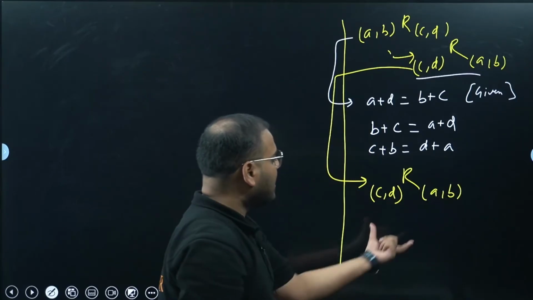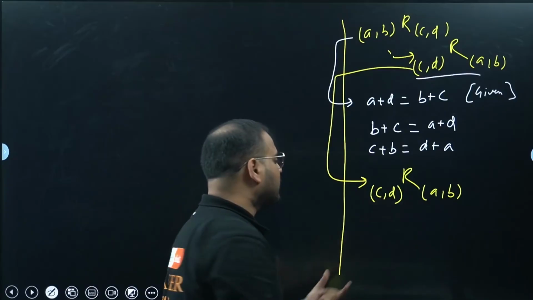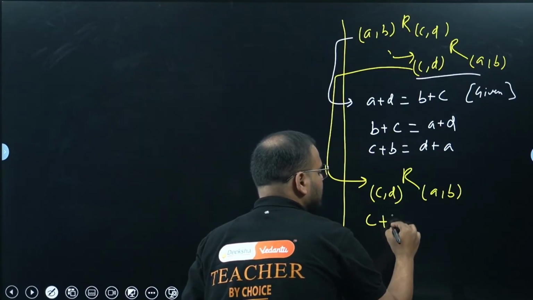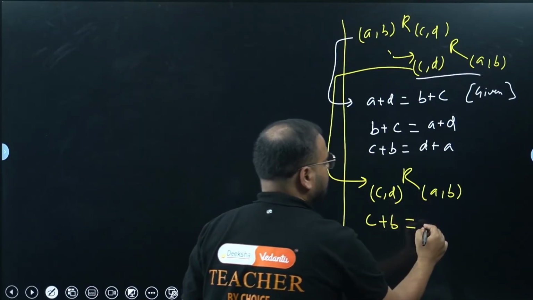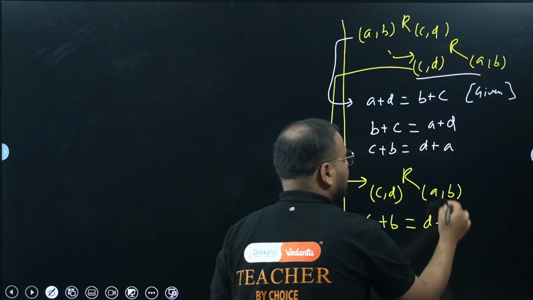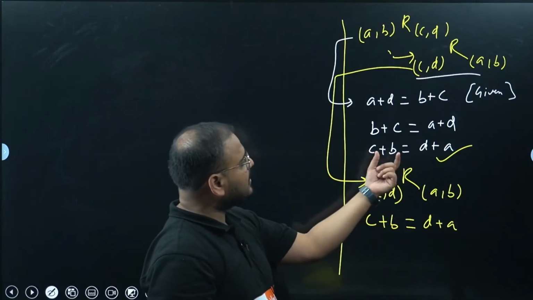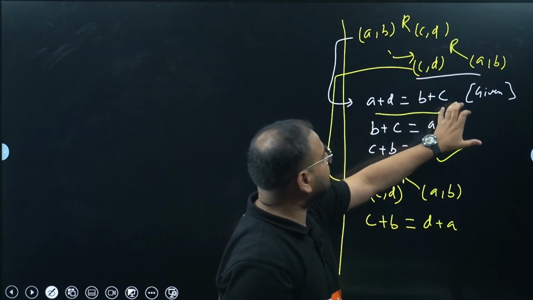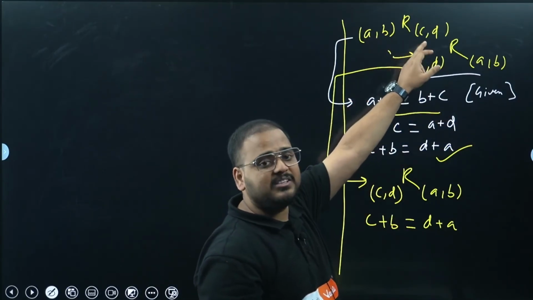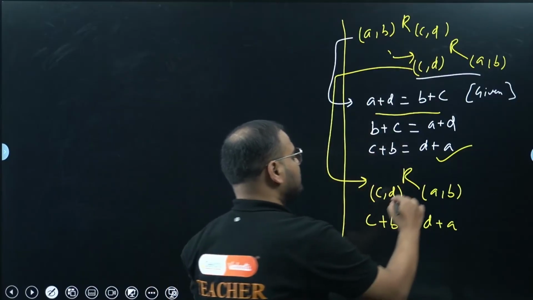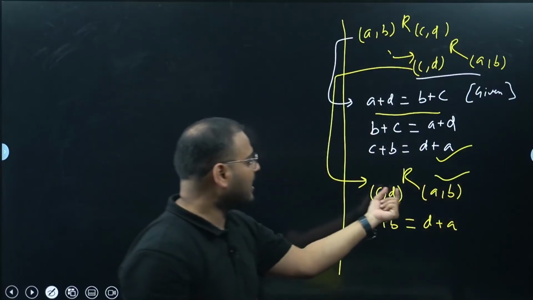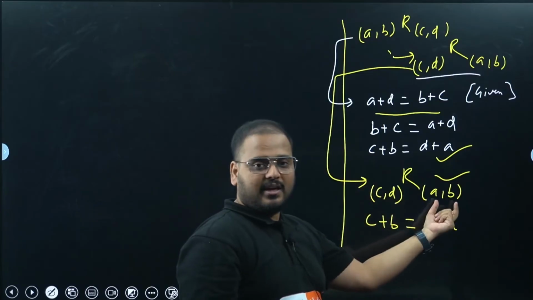What did I say? Write the outer part. What is it? C plus B first, then the inner part in the same order, D plus A. Isn't that what we got? C plus B, D plus A. Means using the given thing for A, comma B, R, C, comma D, I proved that this also is true: R, C, comma D, comma A, comma B.